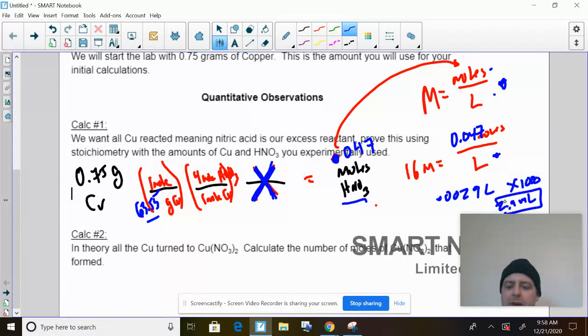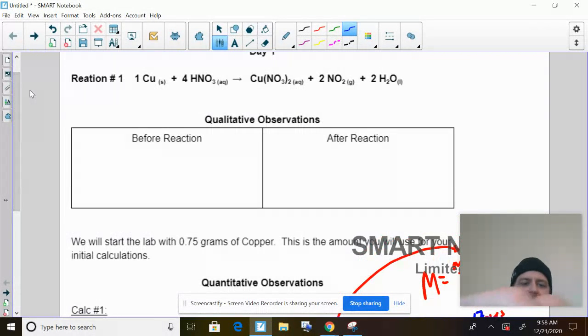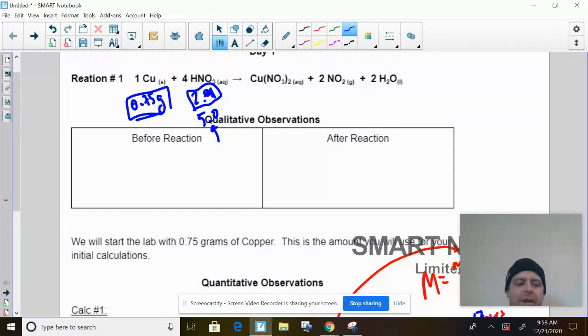Okay, so that to me proves that since we're going to add, you only need to add 2.9, but we are adding 5.0 to make sure all of the 0.75 grams of copper reacts. Okay, so we just proved to ourselves that, yeah, hey, that is the X that we're adding, 5. We only need 2.9, so we want to make sure all that copper goes away. All right, so that's the gist of the first one.